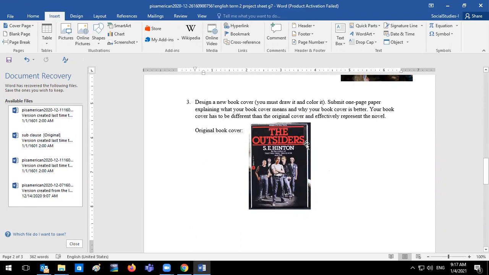So of course, if you're going to make a book cover, you're going to have to do something that is different than this one. All right, then you're going to have to submit a one-page paper explaining why your book cover means this way.